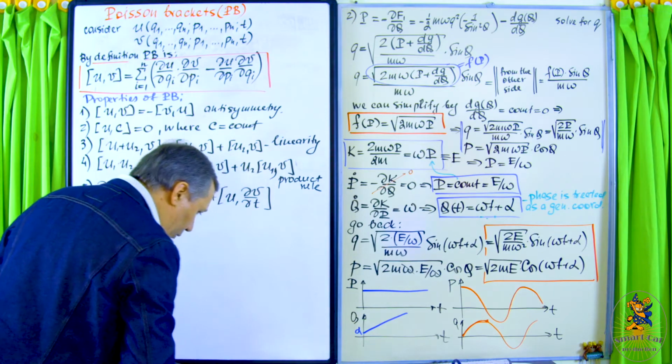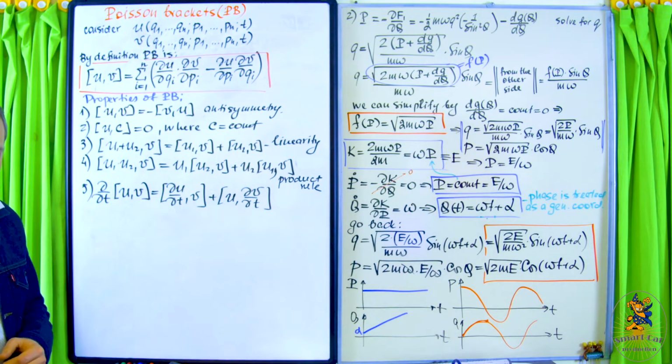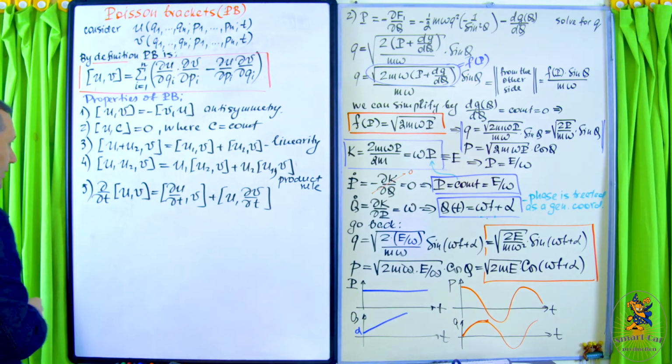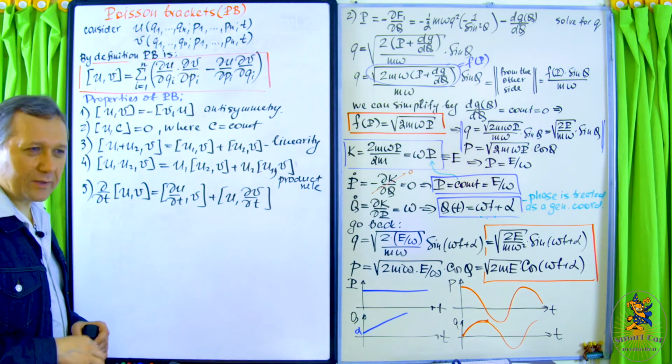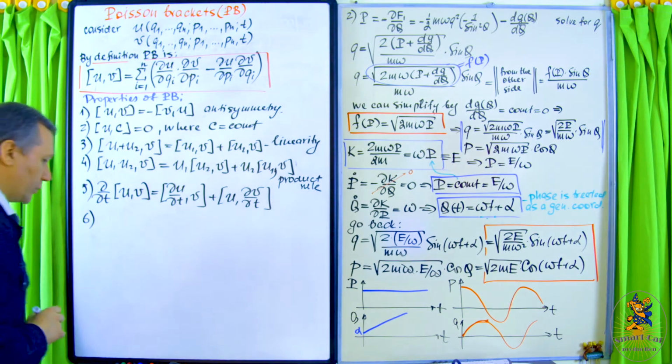Then, you know what, also there is a Jacobi identity. Proof of that is not trivial. Still kind of straightforward, but kind of tedious. But anyway, in order to have a complete set of properties, let me write the final one, Jacobi, but we're not going to use it.